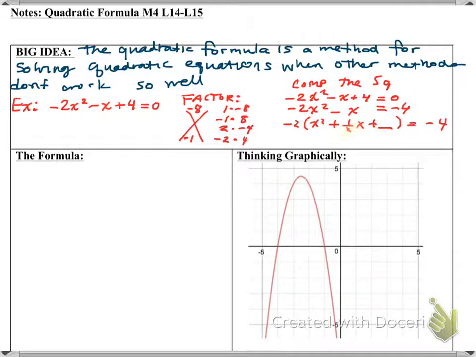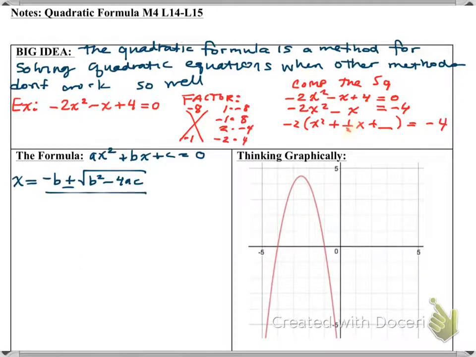So this would be another situation where, if I don't want to deal with the decimals and fractions, the quadratic formula is a great alternative. The idea is that the quadratic formula will always work if you have a quadratic equation in standard form, which is ax squared plus bx plus c is equal to 0. Then you can always plug into x equals negative b plus or minus the square root of b squared minus 4ac, all over 2a.